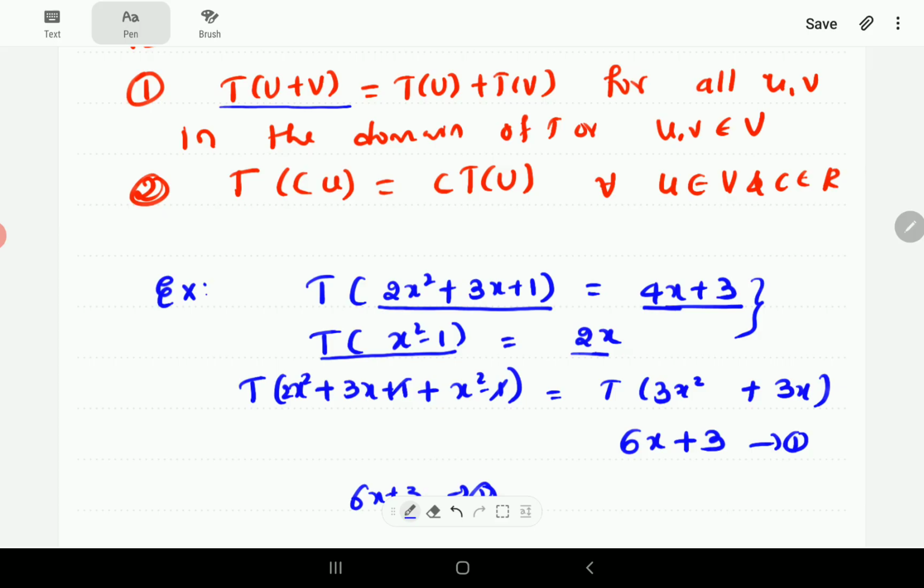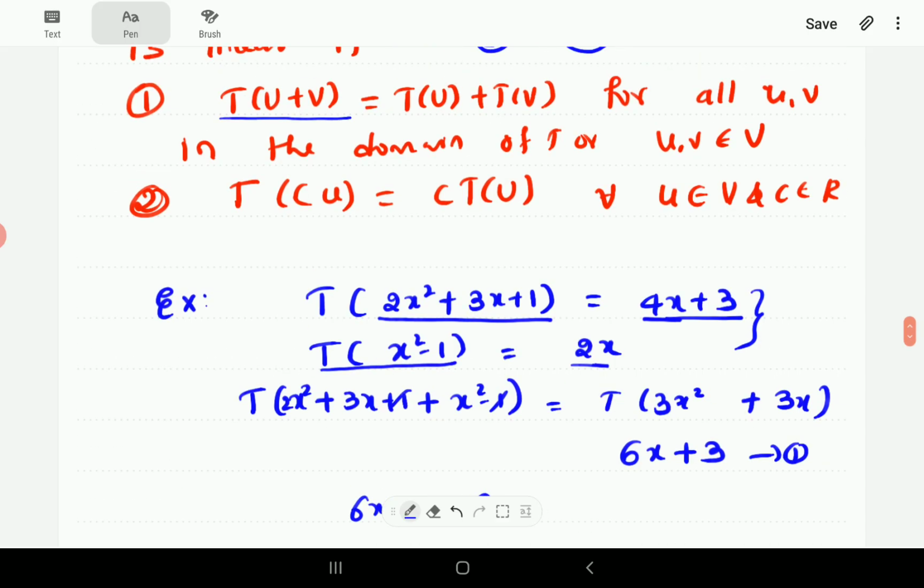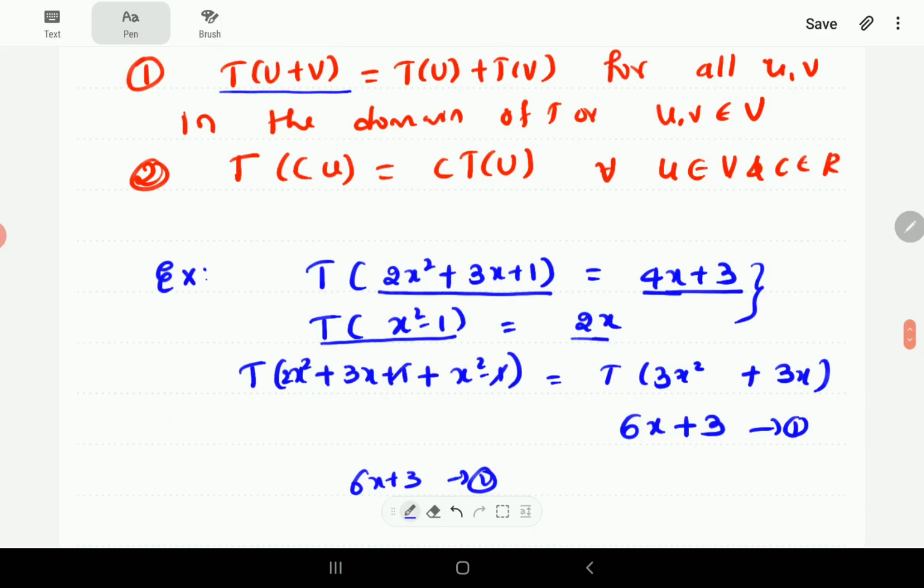Now let us understand this first property. It says T of u plus v should be equal to T of u plus T of v. Is it possible here? Let me take this as u and this as v, and if I add them I get 3x square plus 3x, and plus 1 minus 1 cancels. Now my transformation is finding a derivative, so the derivative of this will be 6x plus 3. Let me take this as 1. Now let me take individually what our T of u plus T of v is.